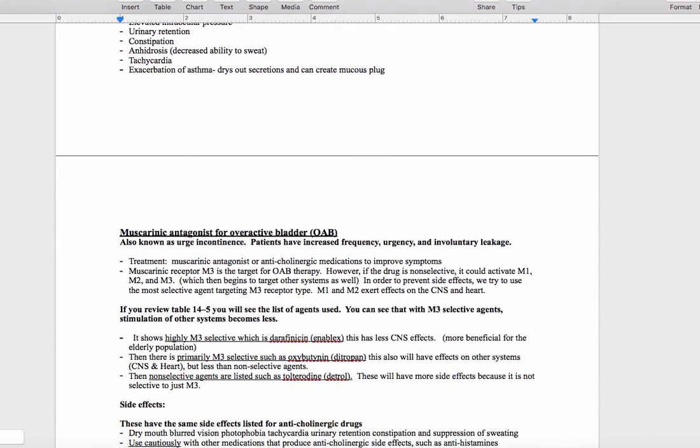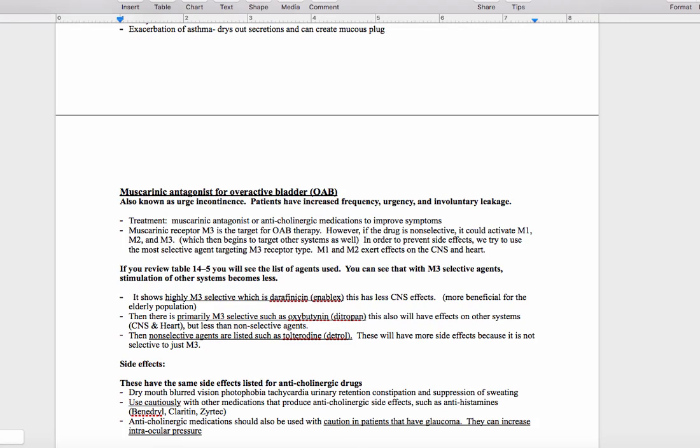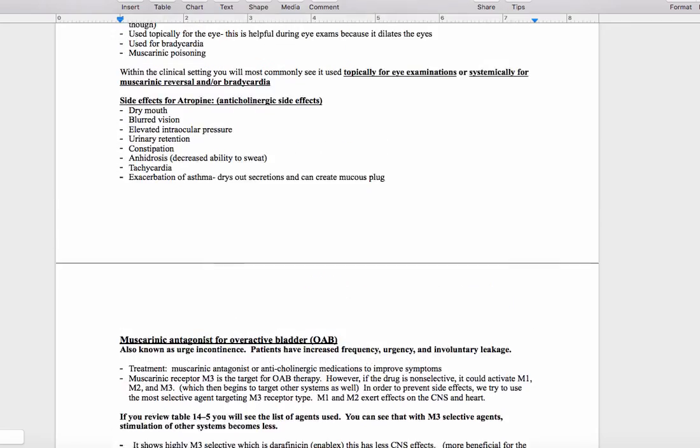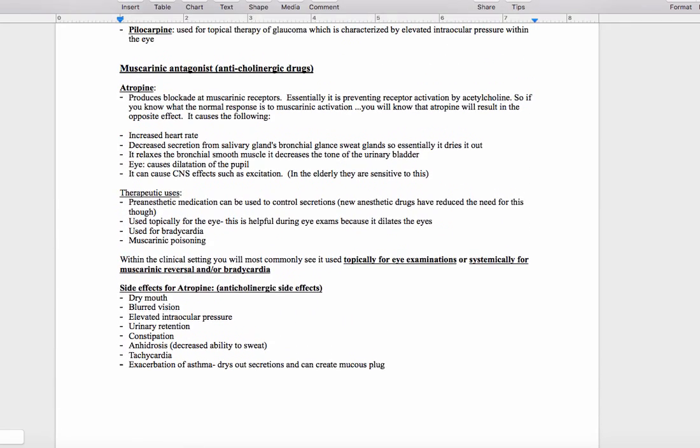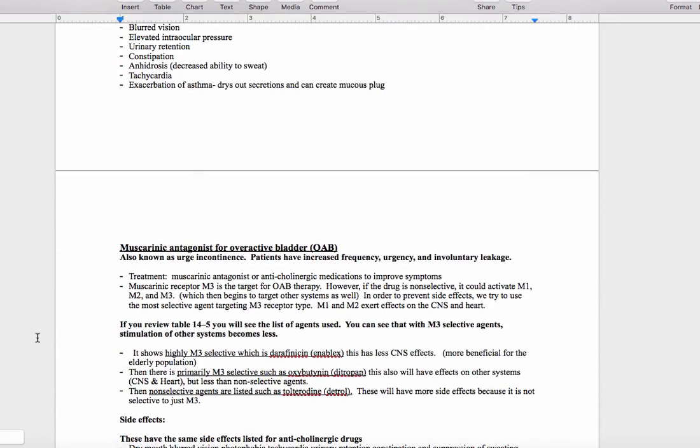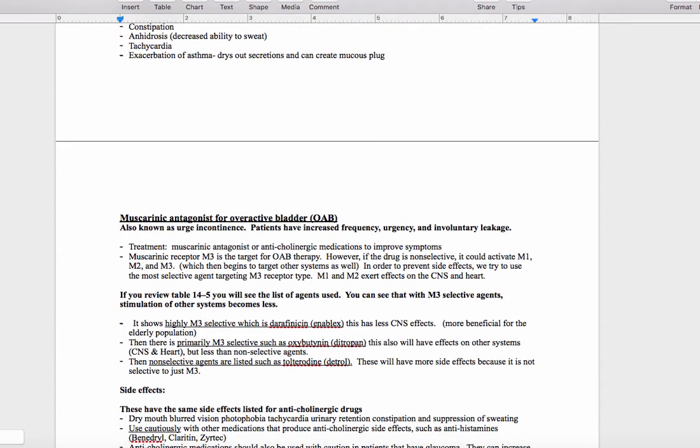Going down a little bit, the one class of muscarinic antagonists that I would focus on besides atropine would be the overactive bladder agents. Overactive bladder is basically known as urge incontinence. It's where they have increased frequency, urgency, and then involuntary leakage. And this is common in women, especially as they go through menopause. The reduction in hormones and the muscles supporting the bladder are weaker.